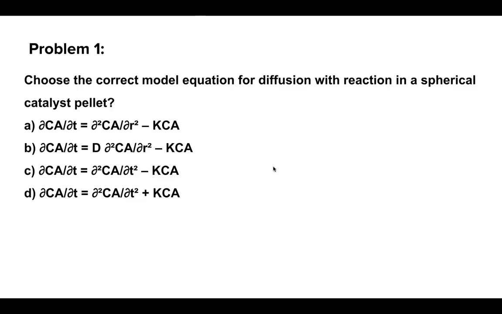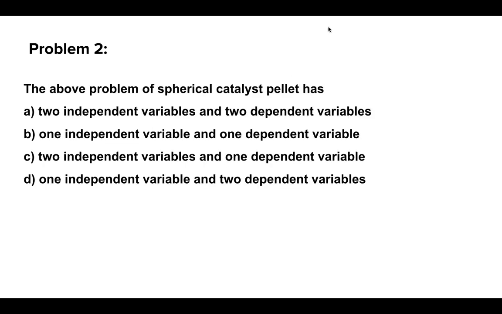What is the answer? The correct model equation for diffusion with reaction in a spherical catalyst pellet, which we've already seen, is dou Ca by dou t equal to D dou square Ca by dou r square minus k Ca. The k Ca should come in subscript, but I hope you understood. That is answer B. Next question.